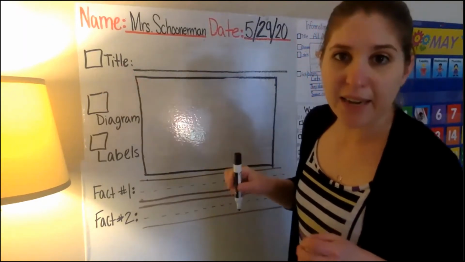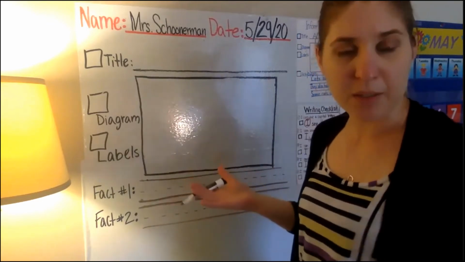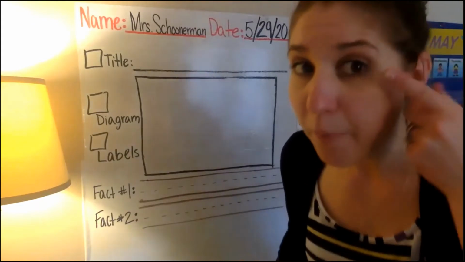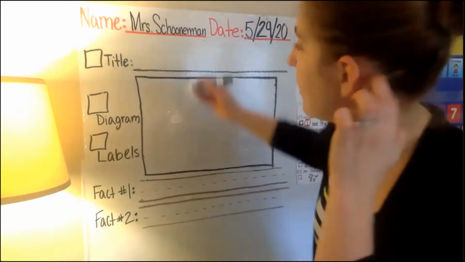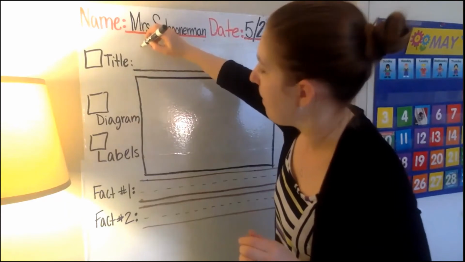So we're going to add a title. Remember, the title needs to tell the reader what the topic is. What is this writing going to be all about? The writing today is all about the parts of our eye. So our title will be Parts of Our Eye.